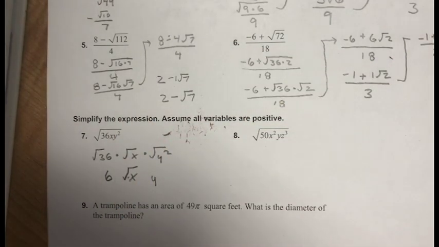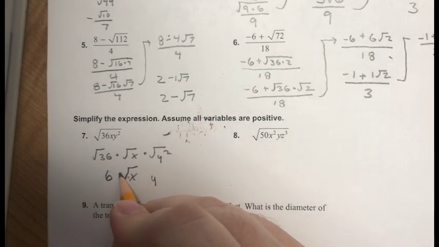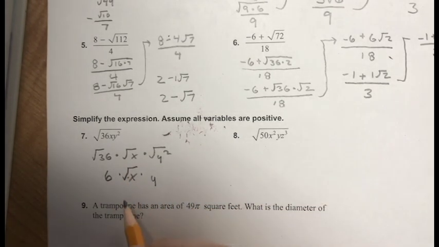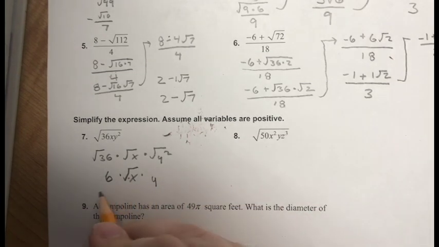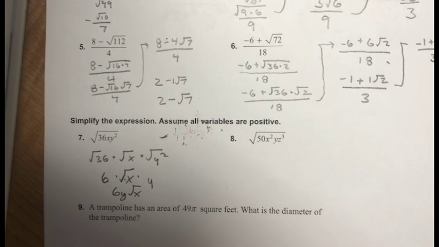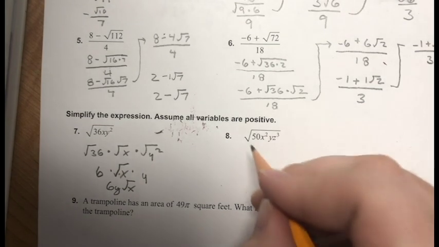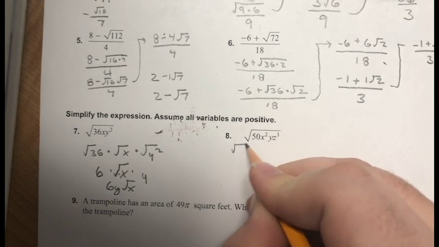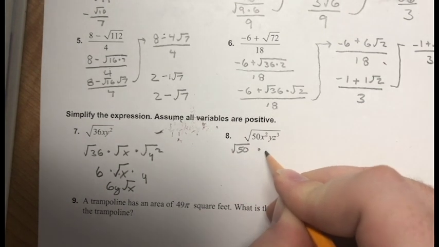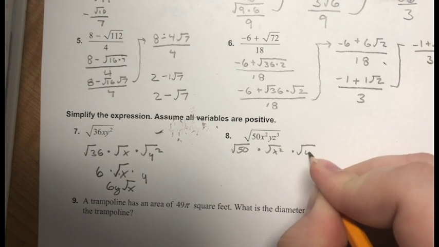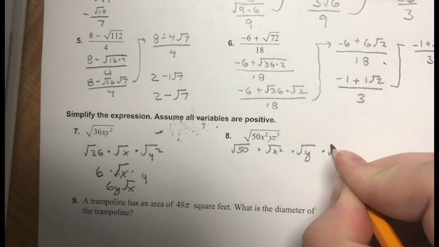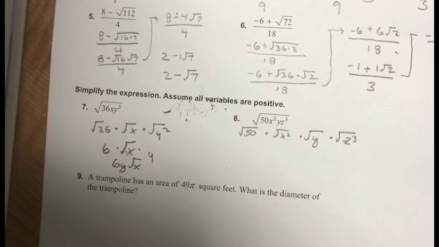Now I have this. But I'm going to still multiply everything else. And the way we do this is we like to take everything that's not under a radical sign and we put it together. So that would become 6y times the square root of x. Let's try this next one. I'm going to break it out. Square root of 50 times the square root of x squared times the square root of y times the square root of z to the third power.